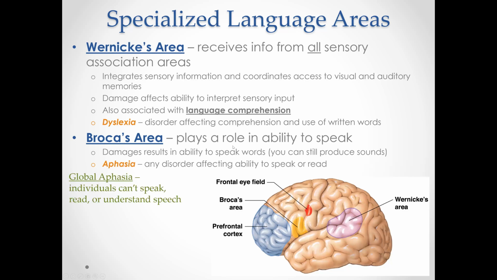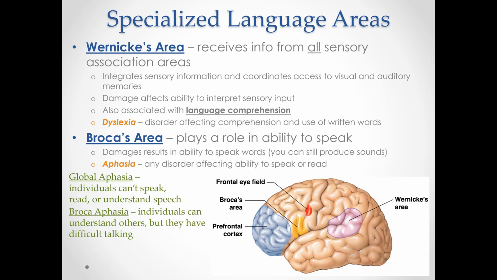There are multiple different types of aphasia. Some people can even have very specific aphasias, like they can't speak names or they can't remember names. But I'm going to go over 3 of the most common. Global aphasia is the worst. With global aphasia, individuals can't speak, read, or understand speech. So that's the worst type of aphasia.